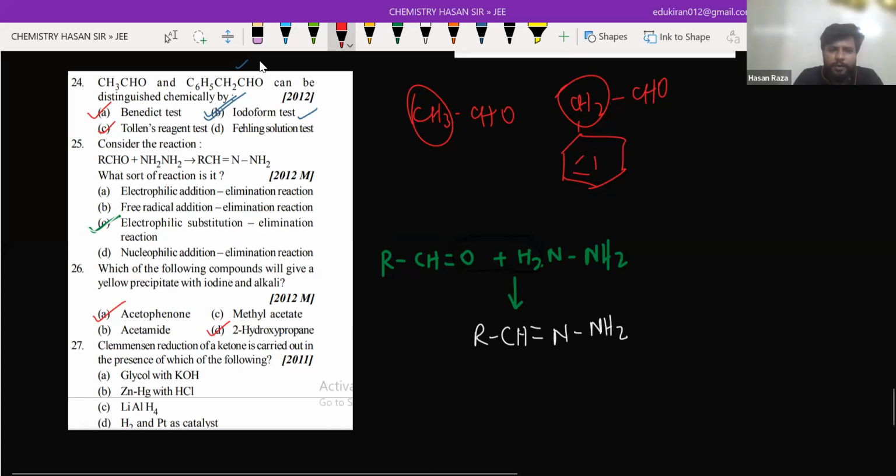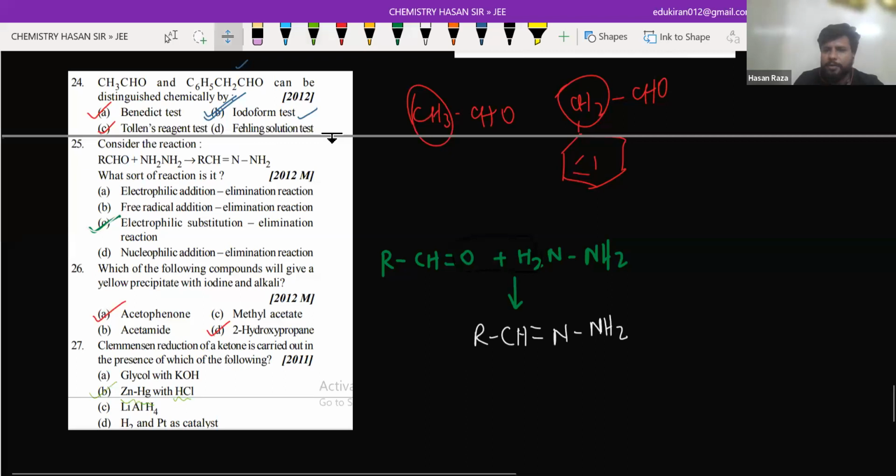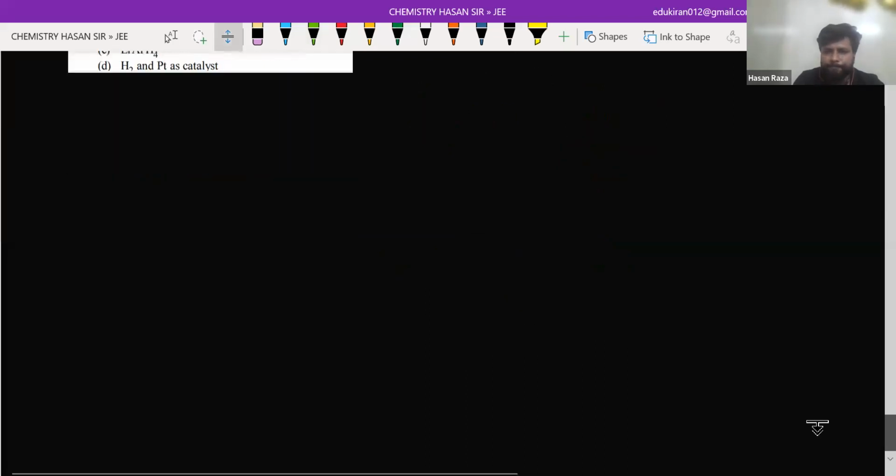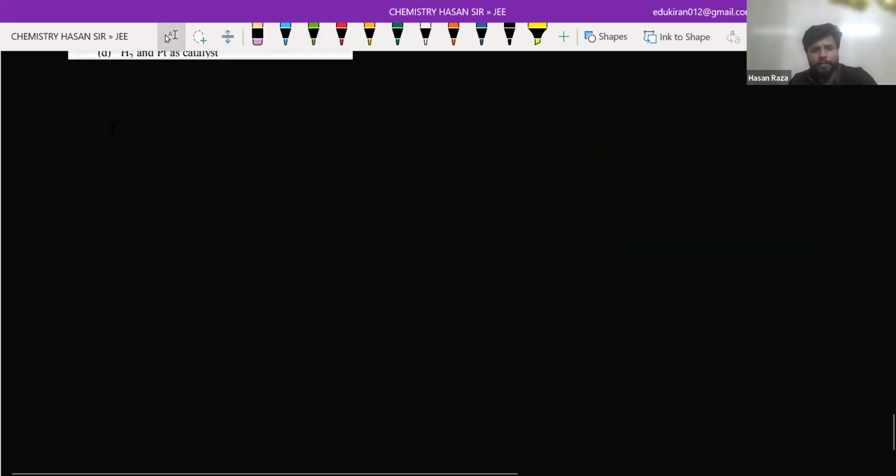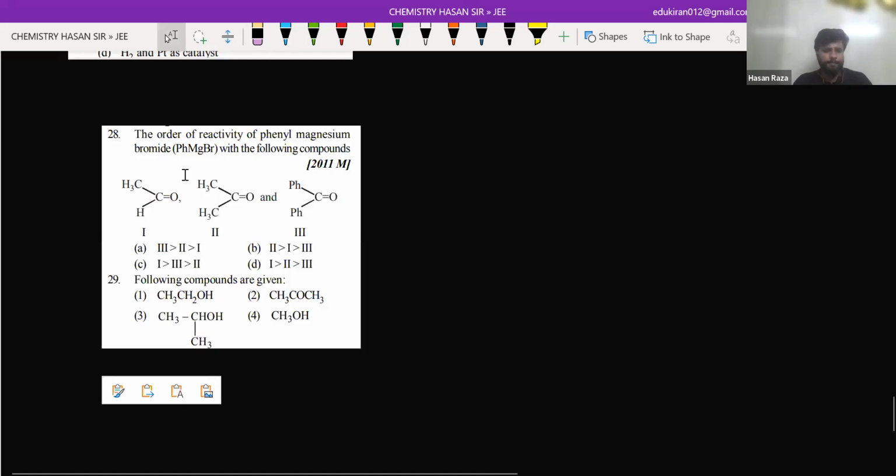Very good, Shahid. Fadil, you are not able to answer it. Is there any problem with the concept? Fadil is not here. Okay. So see, question number 27, Clemmensen reduction of a ketone is carried out in the presence of which of the following? Zinc amalgam and HCl. Very simple it is. Moving to the next part.